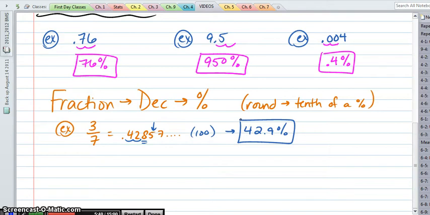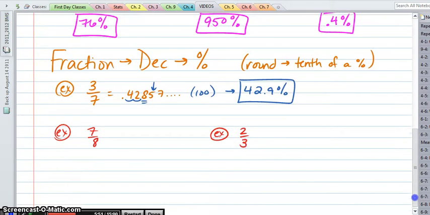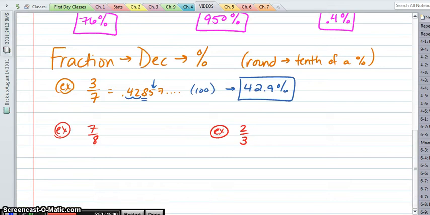Let's go ahead and take a look at another example. Let's say we had 7/8. Actually, I'll throw 2 up here, and 2/3. So I'd like you to work through these. You may hit pause, and then when you're ready to see the solutions, you can hit unpause.